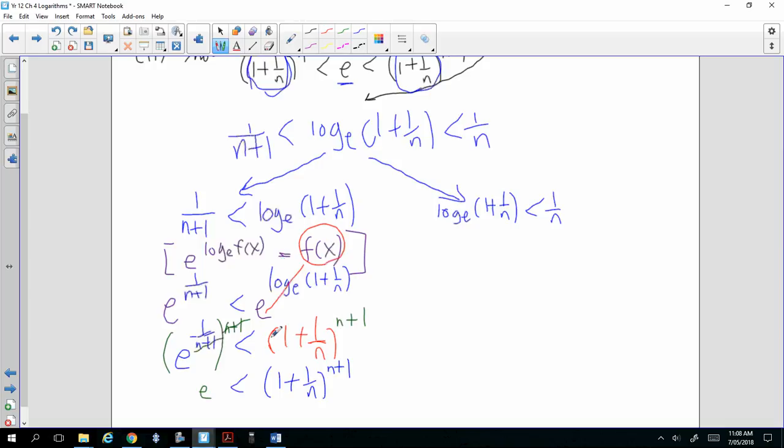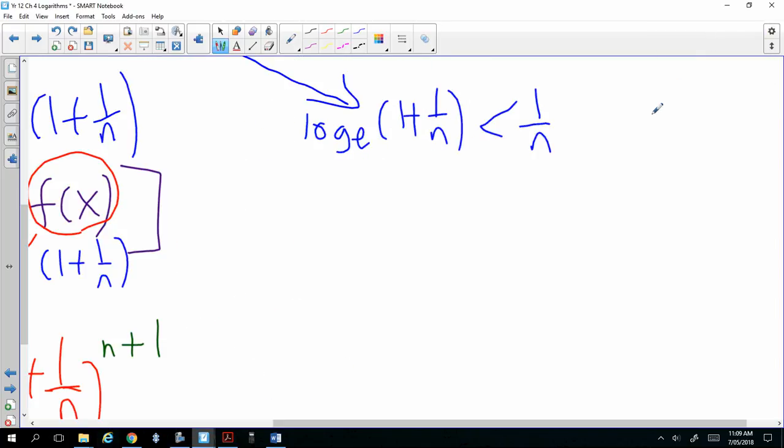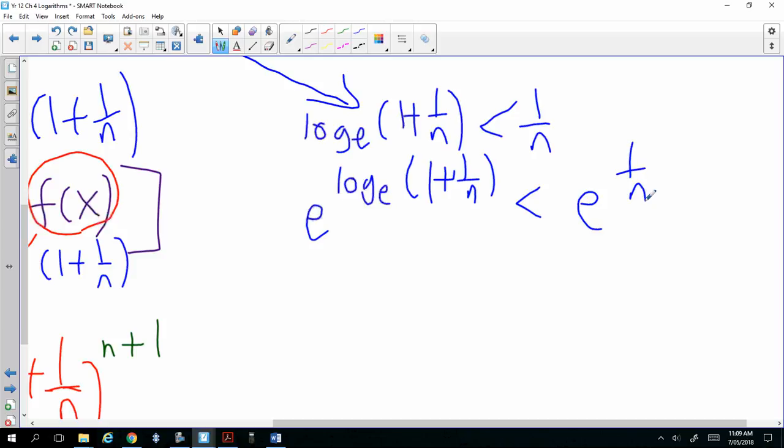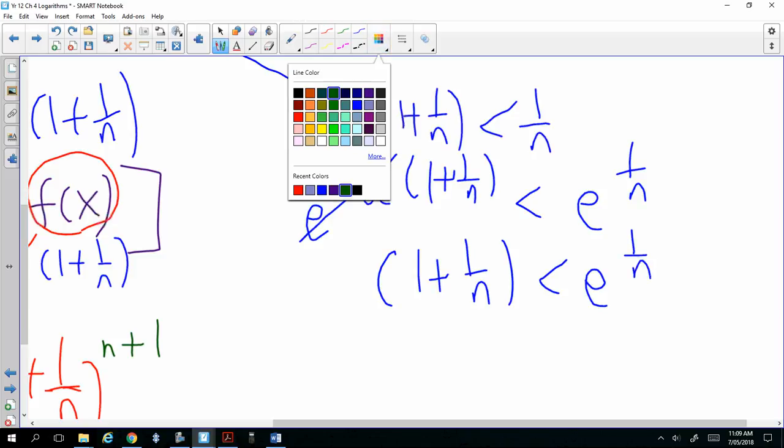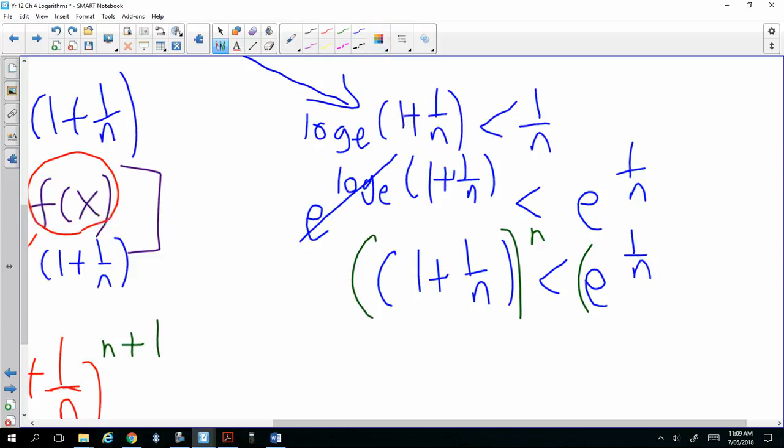Your first step is to exponentiate both sides. e to the power of log base e of 1 plus 1 on n is less than e to the power of 1 over n. They get cancelled, so you get 1 plus 1 on n less than e to the power of 1 on n. Raise both sides to the power of n. They get cancelled, so you get e is bigger than 1 plus 1 on n to the power of n. So you've got e is bigger than this, but e is less than that, and then you combine together.